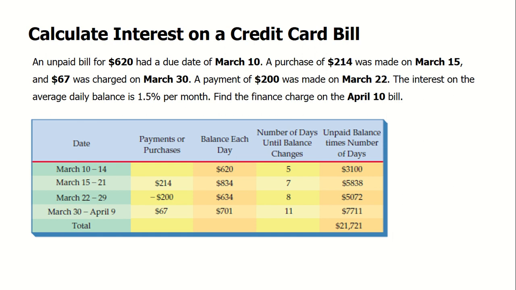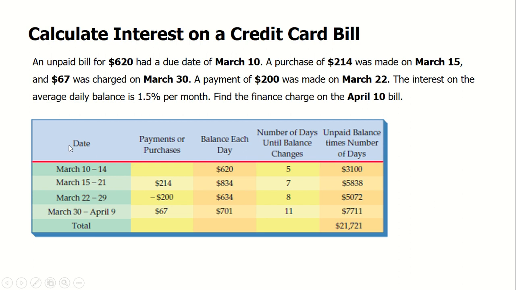Okay, here is another example. So an unpaid bill of 620 had a due date of March 10. A purchase was made on March 15 and March 30. So 214 and 67 respectively. You made the payment $200 on March 22. The interest on the average daily balance is 1.5 as well per month. What is the finance charge that will appear on your April 10 bill?